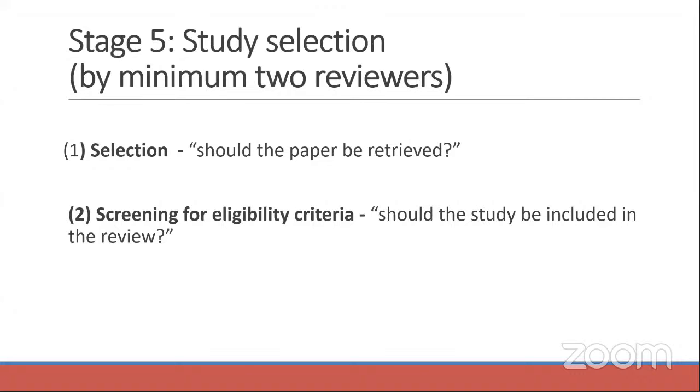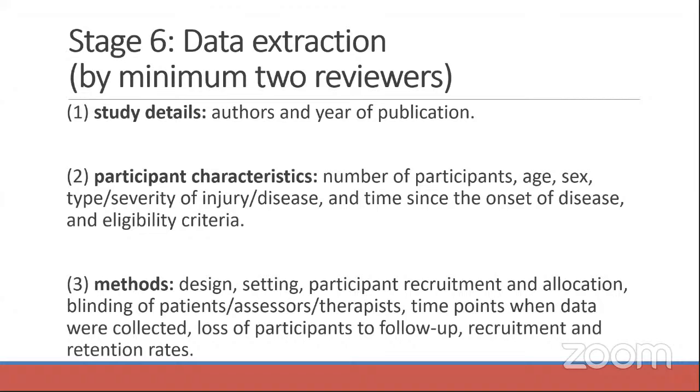And stage 5 is study selection. So once you perform this search strategy and retrieve articles from electronic databases and also perform manual hand search and other sources, and you retrieve all the citations, then you need to screen those citations for eligibility criteria. If they fit the eligibility criteria, then they should be included in the review. Okay? So once the studies are screened by 2 reviewers, then you need to perform data extraction.